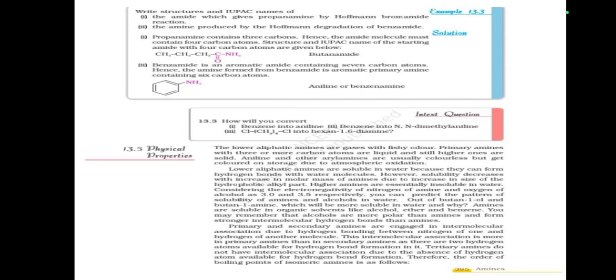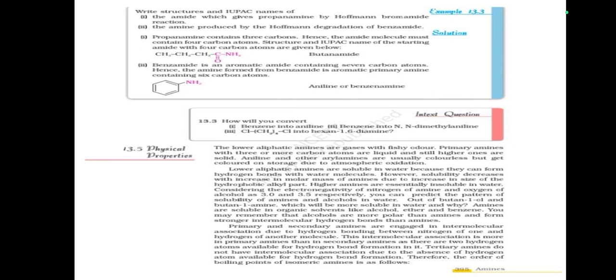Physical properties. The lower aliphatic amines are gases with a fishy odor. Primary amines with three or more carbon atoms are liquid and still higher ones are solid. Aniline and other aryl amines are usually colorless but get colored on storage due to atmospheric oxidation. Lower aliphatic amines are soluble in water because they can form hydrogen bonds with water molecules. However, solubility decreases with increase in the molar mass of amines due to increase in the size of the hydrophobic alkyl part. Higher amines are essentially insoluble in water.